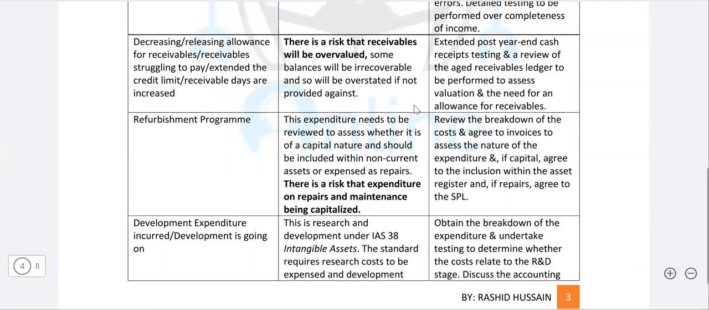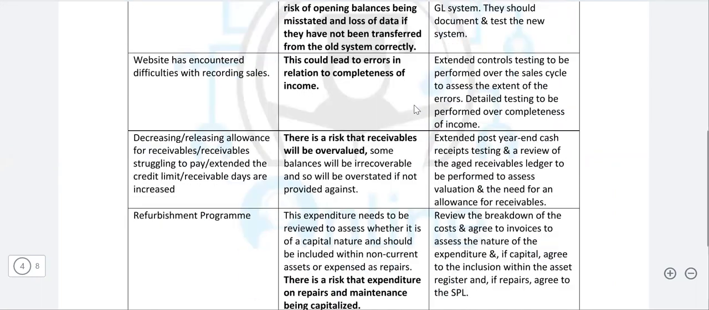Okay, then we have the website has encountered difficulties with recording the sales. So again, for example, if you write that the website has encountered difficulties recording the sales, some customers may not be able to place orders. This will lead to the loss of sales. Now this is a business risk.